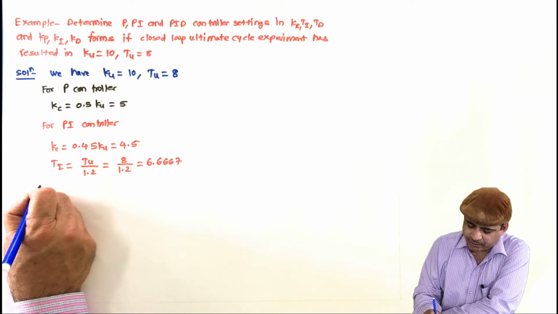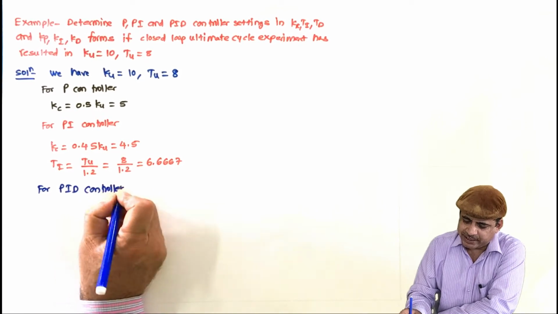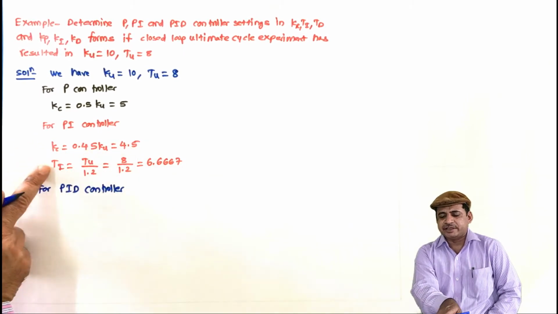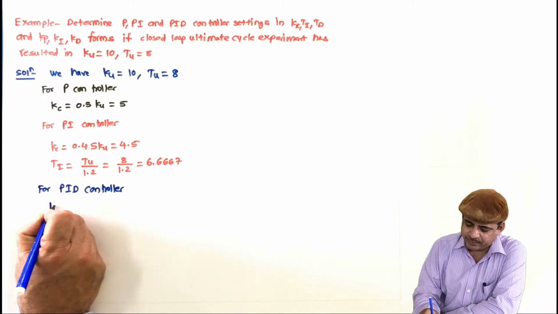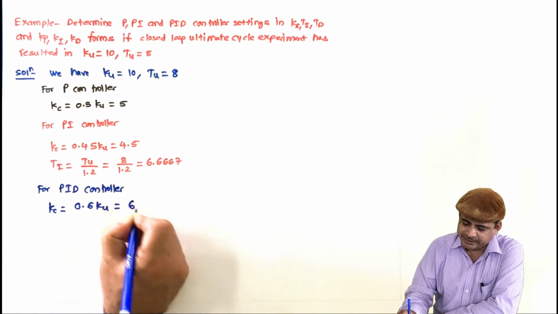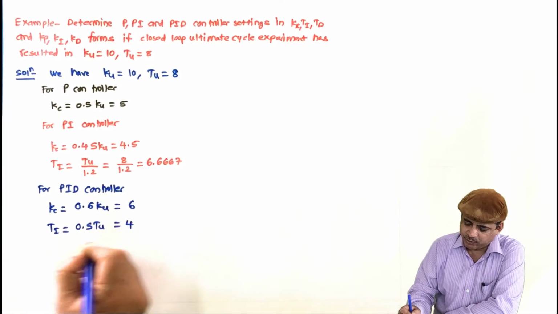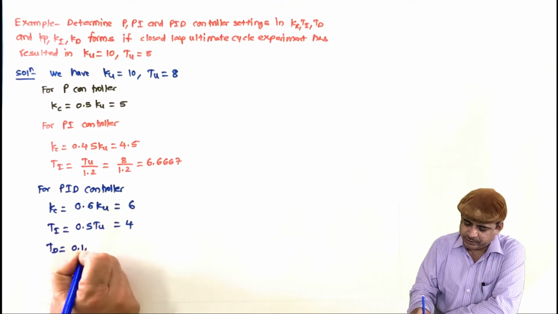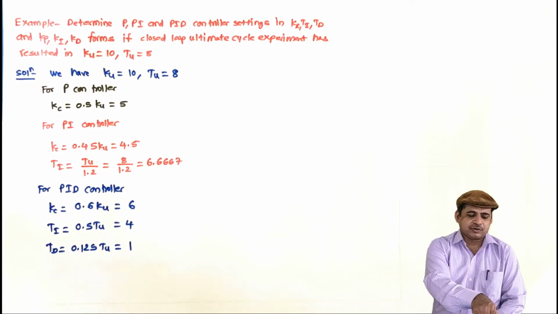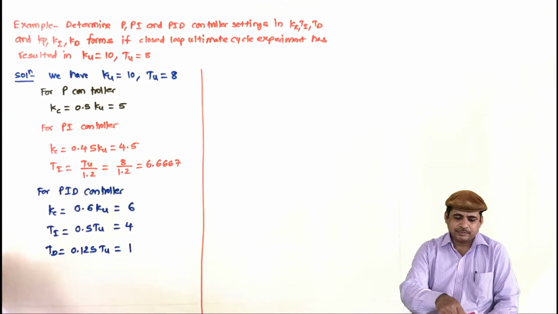And then for PID controller, if the PID controller is used as a P controller, then this will be Kc. If it is used as a PI controller, then this will be Kc and this will be Ti. And if it is in PID mode, then Kc will be 0.6 Ku, that is 6 in this case. Ti is equal to 0.5 Tu, that is 4, and Td is equal to 0.125 Tu, that is Tu by 8, that is 1. So this is the PID controller in Kc-Ti-Td form.